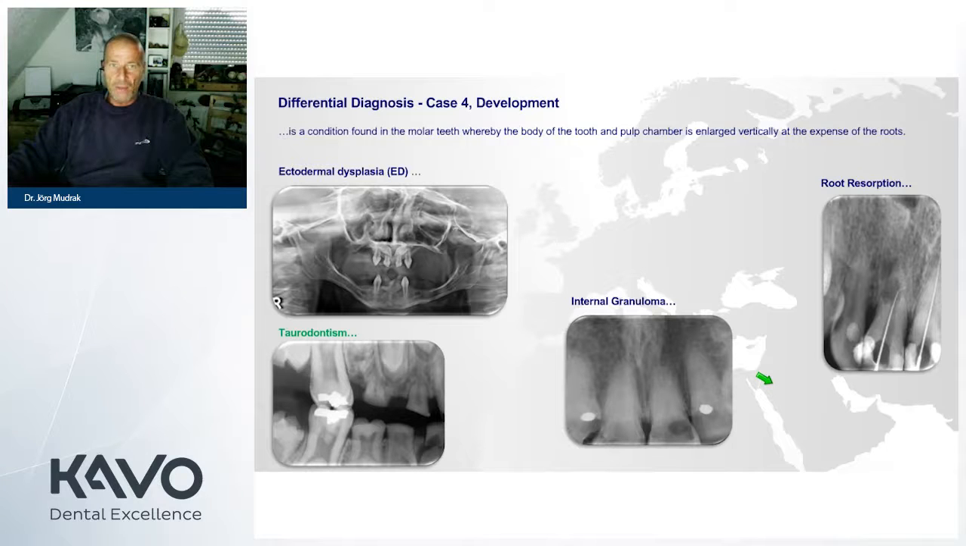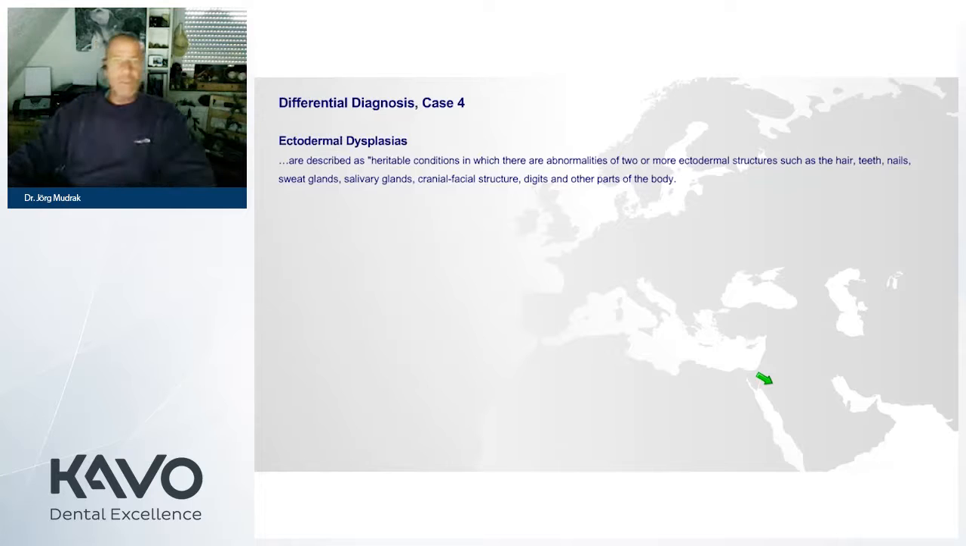It's a condition found more or less in the molar teeth, whereby the body of the tooth and pulp chamber is enlarged vertically at the expense of the roots. That's why it's sometimes not easy to make a differentiation between the internal granuloma and a root resorption, for example. So let's take a look at some differential diagnoses. The ectodermal dysplasias are described as heritable conditions in which there are abnormalities of 2 or more ectodermal structures, such as the hair, teeth, nails, sweat glands, salivary glands, craniofacial structures, digits, and other parts of the body.